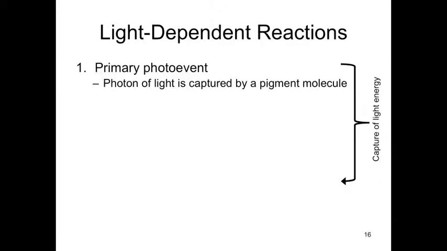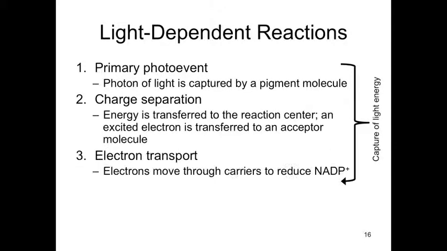So now let's look at the light-dependent reactions. The light-dependent reactions are composed of four essential events. The primary photo event is where the photon of light is captured by the pigment molecule. And then there's a charge separation where this energy is transferred to the reaction center from one pigment molecule to another pigment molecule. And then the excited electron in the reaction center is transferred to an electron acceptor molecule, which is in the electron transport chain.